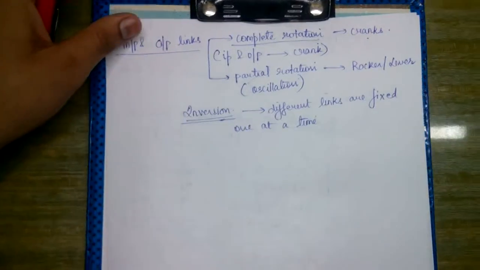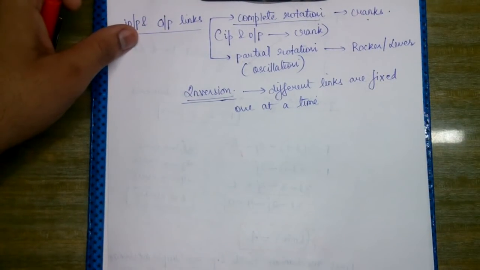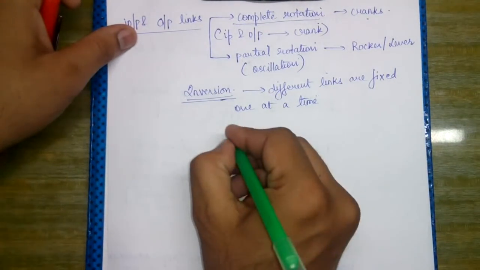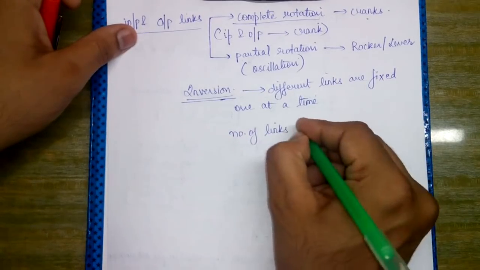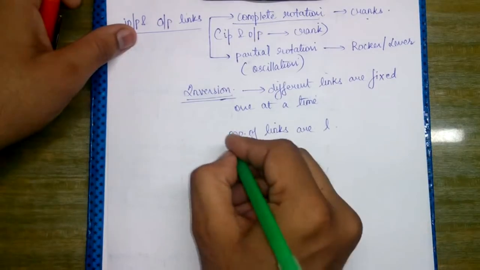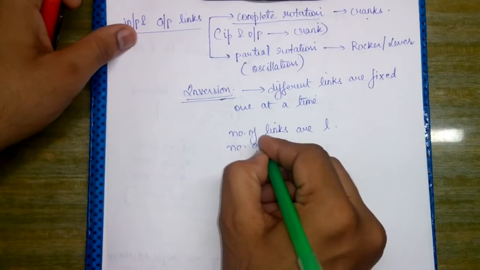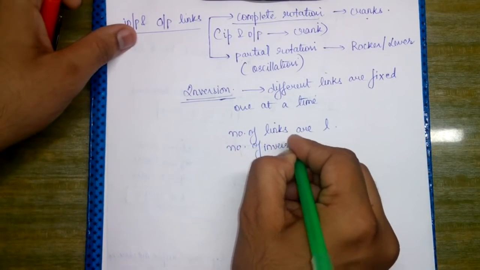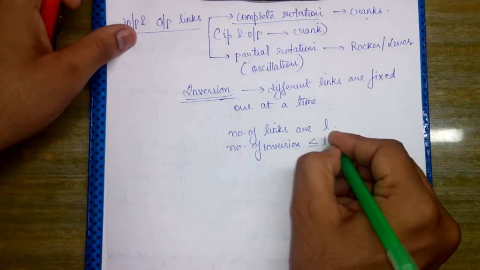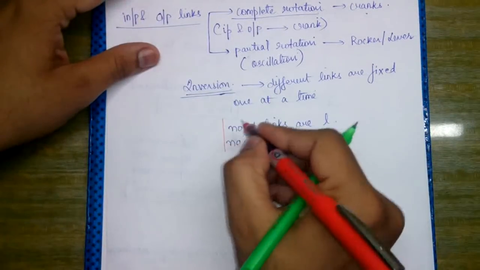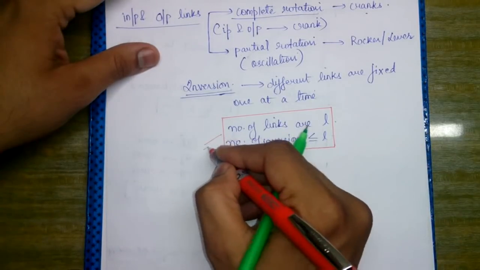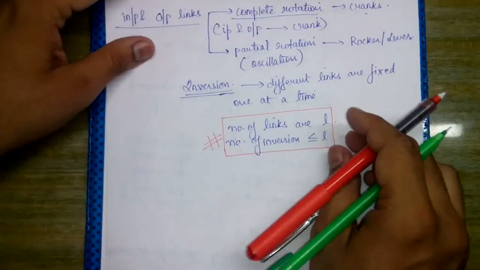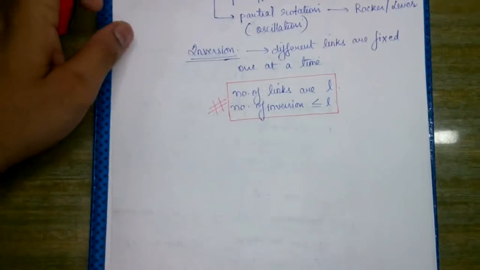This process is called inversion. Now, if the number of links is L, then the number of inversions is less than or equal to L. You have to remember this: if we have L links, then the number of inversions is always less than or equal to L.